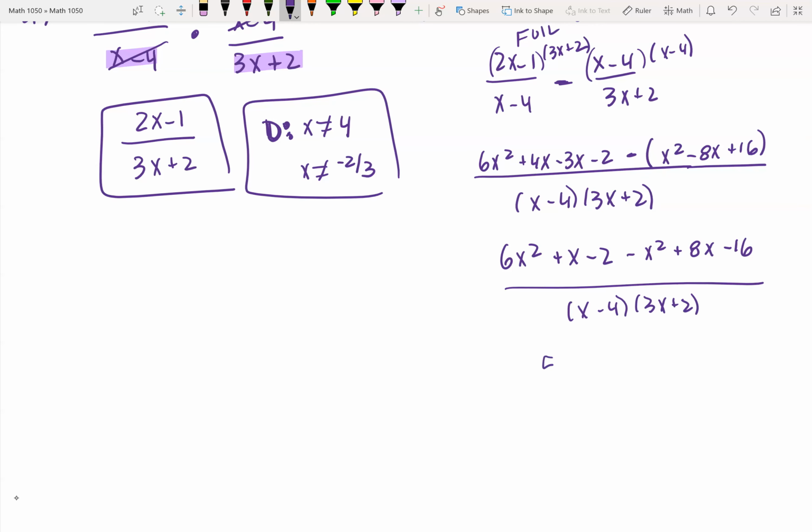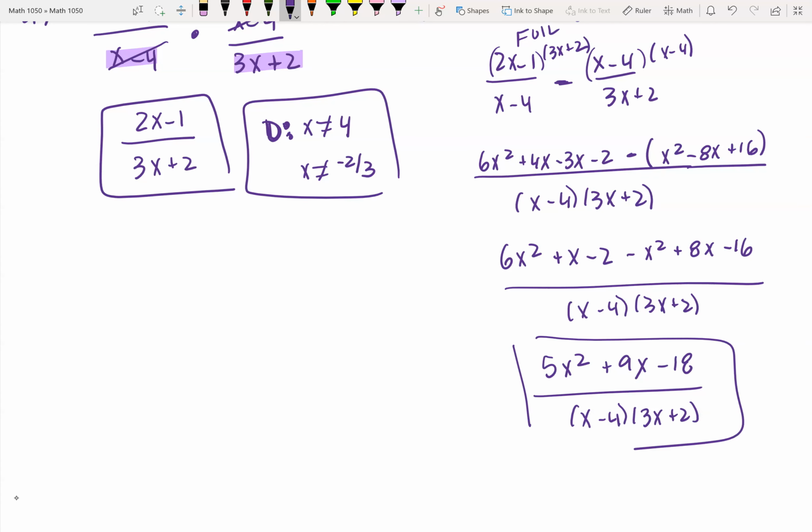So 6x squared minus 1x squared is 5x squared. 8x plus 1x is 9x. A negative 2 and a negative 16 is a negative 18. That's all over that denominator, and you're done.